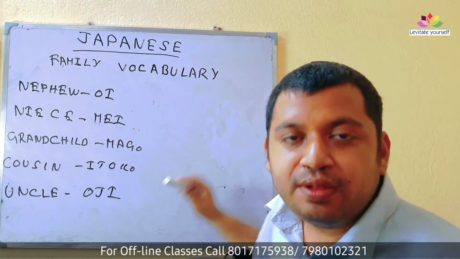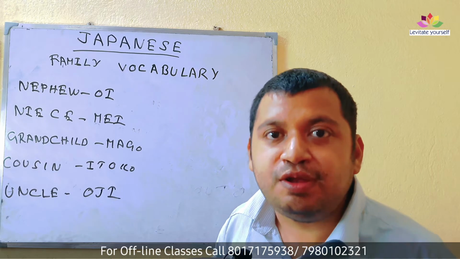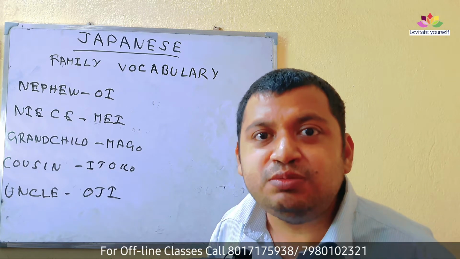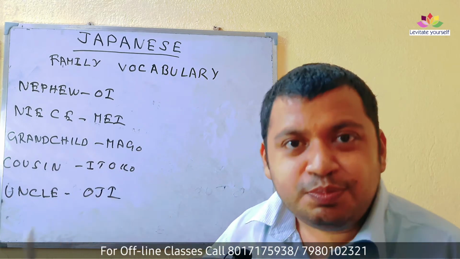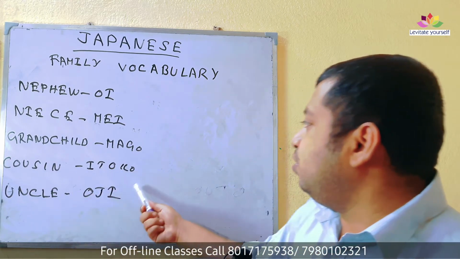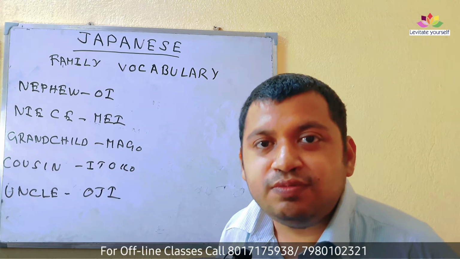Grandchild, mago. Let's pronounce it with me. Grandchild, mago. Now let's move to the next word. Cousin, itoko. Let's pronounce it with me. Cousin, itoko. Let's move to the next word.